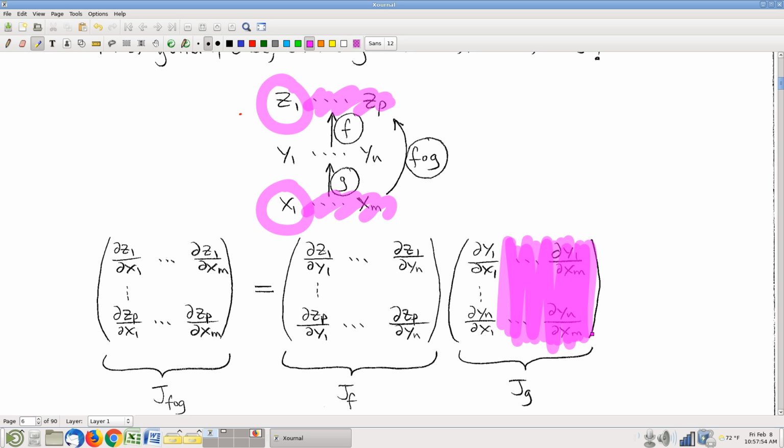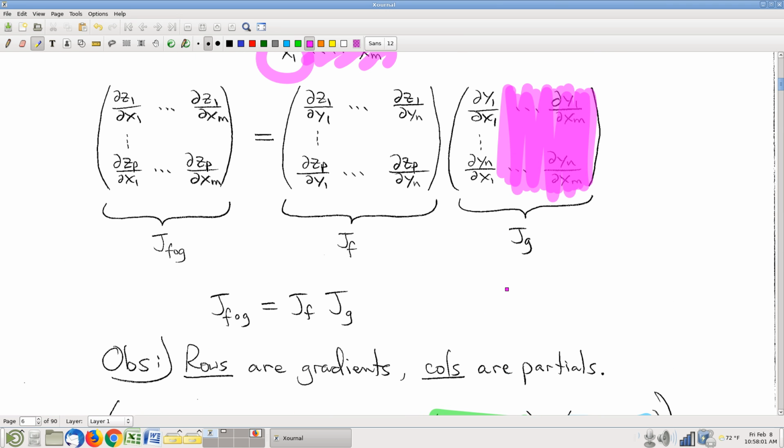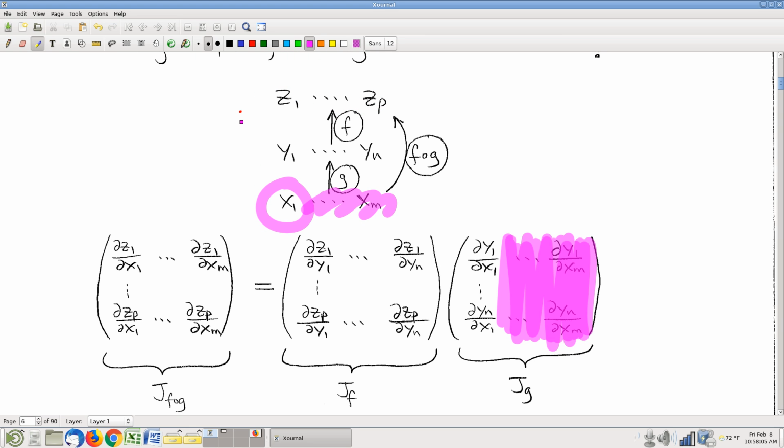Wait a second. What am I doing here? Did I do this? Sorry. Got the wrong example. I was thinking of a different example.